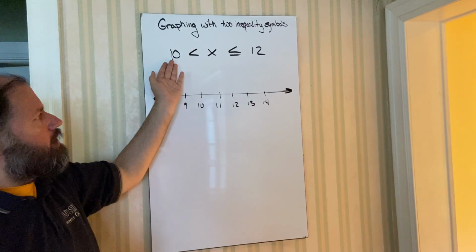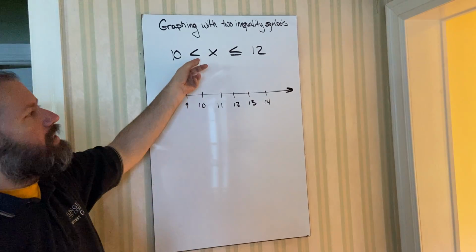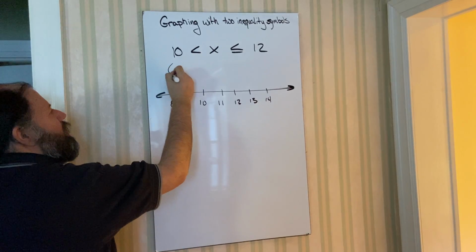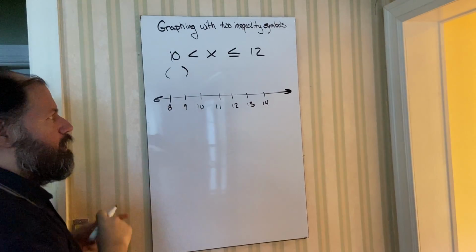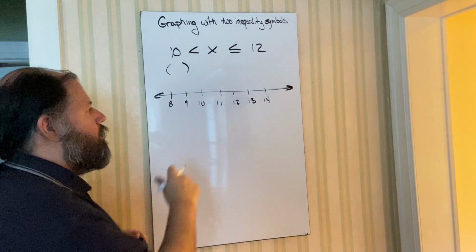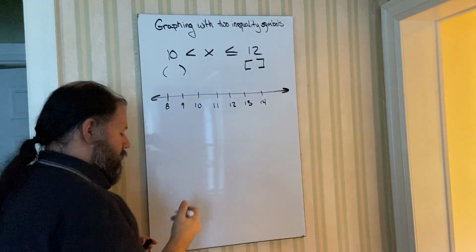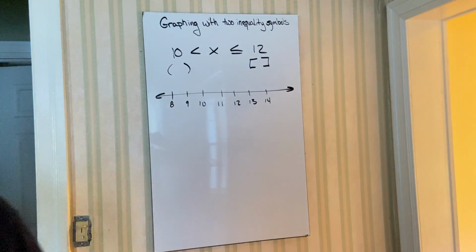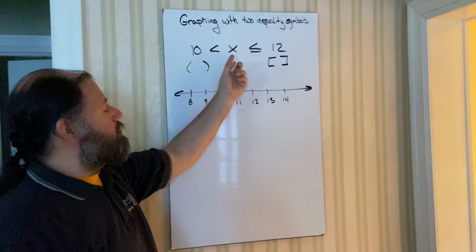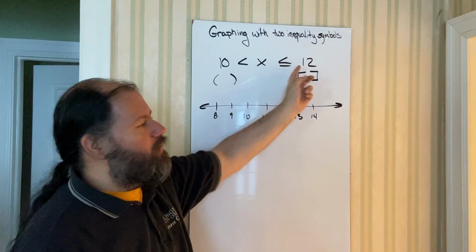So you start with the smallest guy, 10. And because this is not underlined, remember, we're going to use parentheses at 10. But because 12 is underlined here, for 12, we're going to use brackets. So this one is a sandwich. So what you're going to do is this is basically saying x is between 10 and 12.